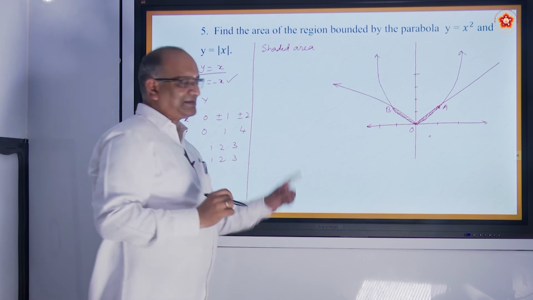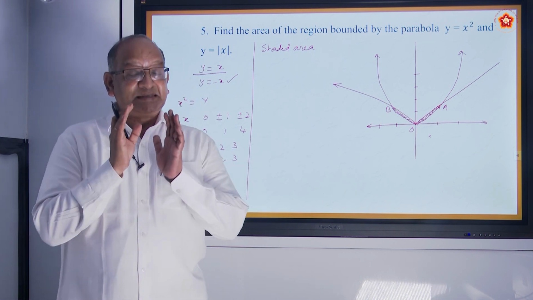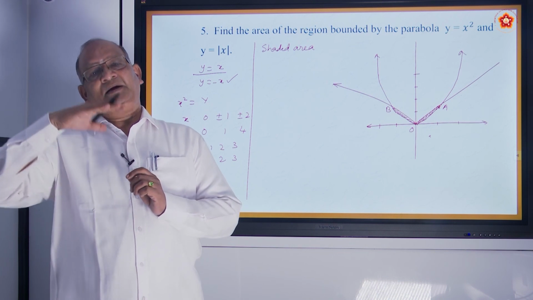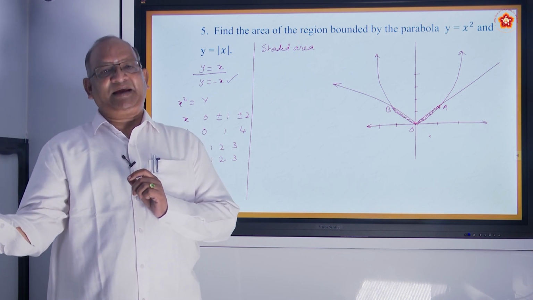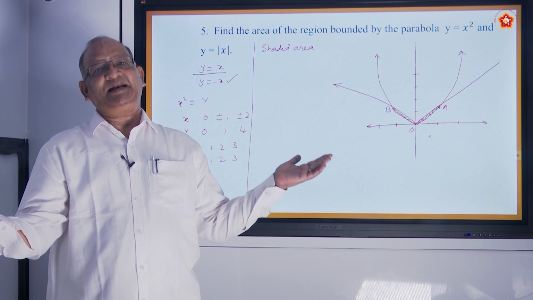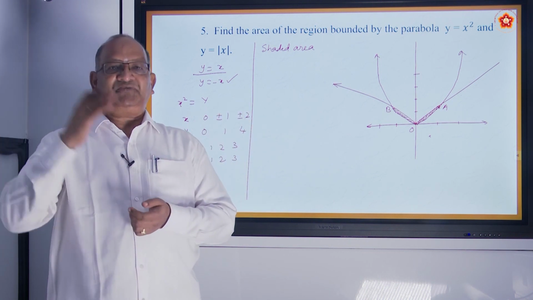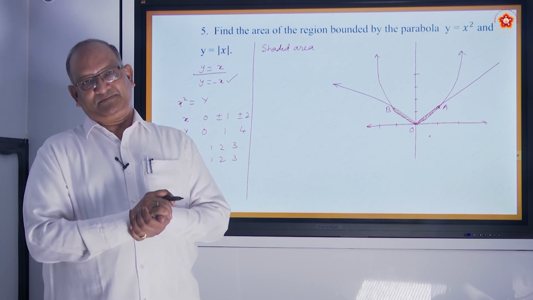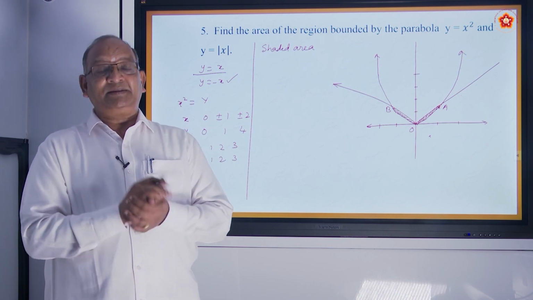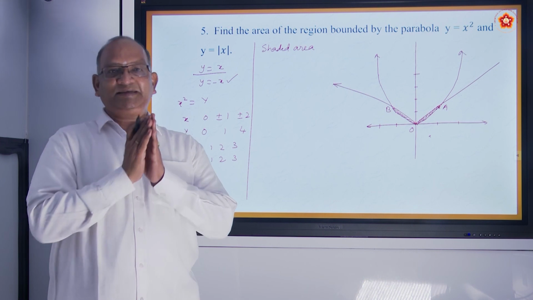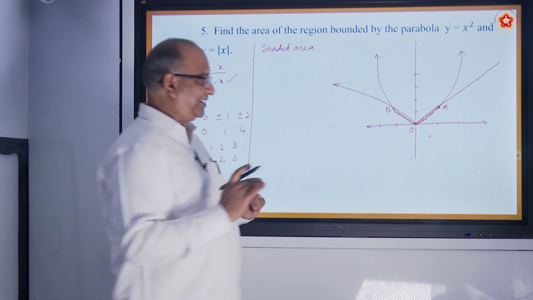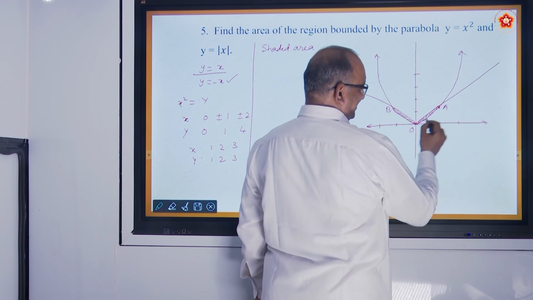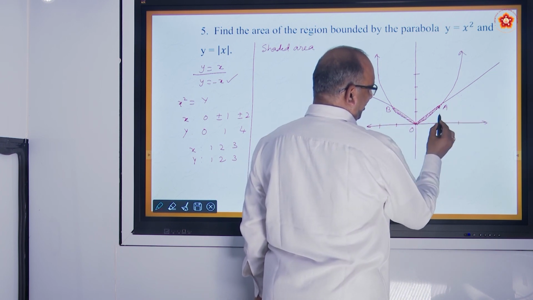You can see that the shaded area is symmetric with respect to y-axis. Means whatever is in the right side of y-axis, same thing is there in the left side of y-axis. So, if you calculate one side and double it, that will give you the entire area. But remember, there are two things involved here. One is a curve, another is a line. For example, here is a line and here is a curve. In order to calculate the area, what do we do?